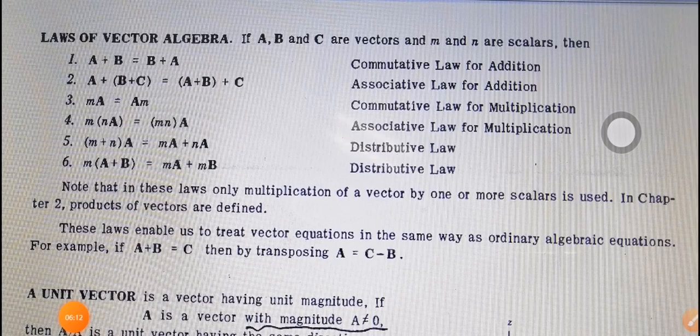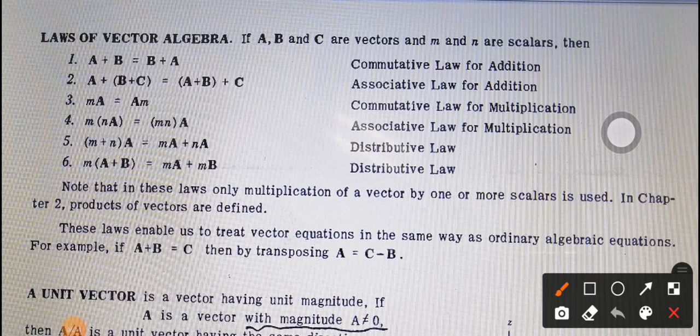Here we have some laws of vector algebra. If a, b and c are vectors and m and n are scalars, then these are just the same laws as we discussed in the case of real numbers. The first one is the commutative law of addition. Clearly a plus b will be equal to b plus a. There will be no effect on the resultant. Then we have a plus (b plus c) equal to (a plus b) plus c, as we discussed about the associative law of real numbers. Similarly, the associative law of addition holds for vectors as well.